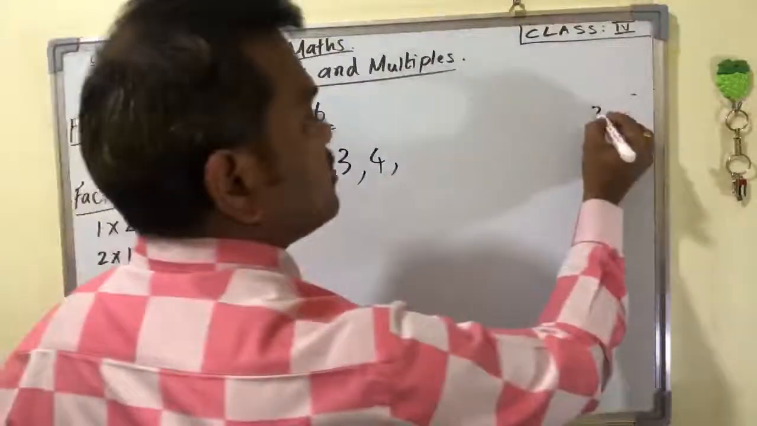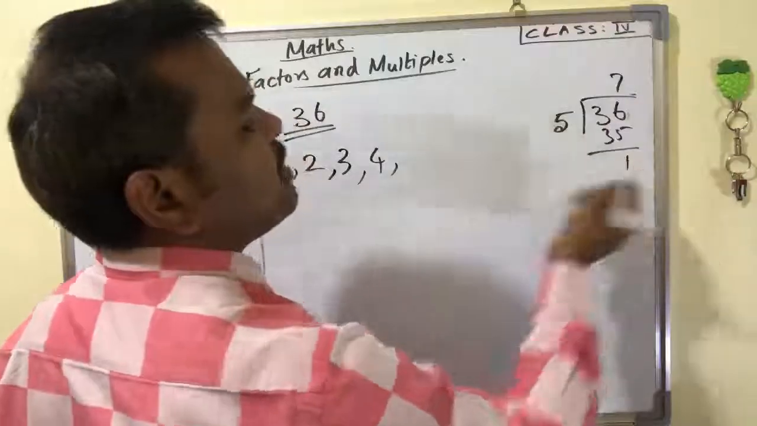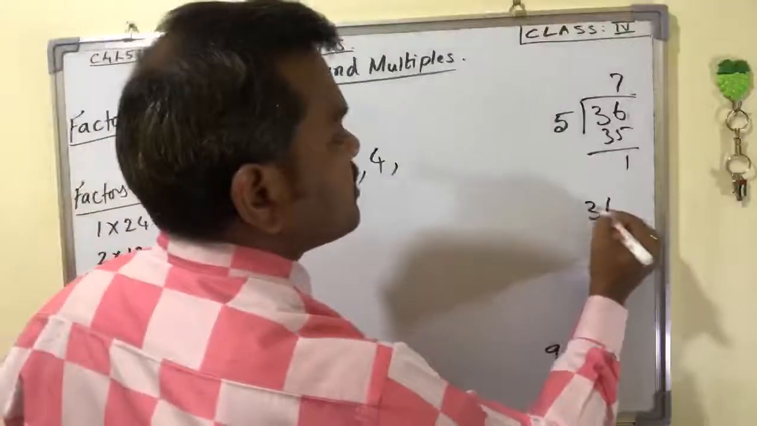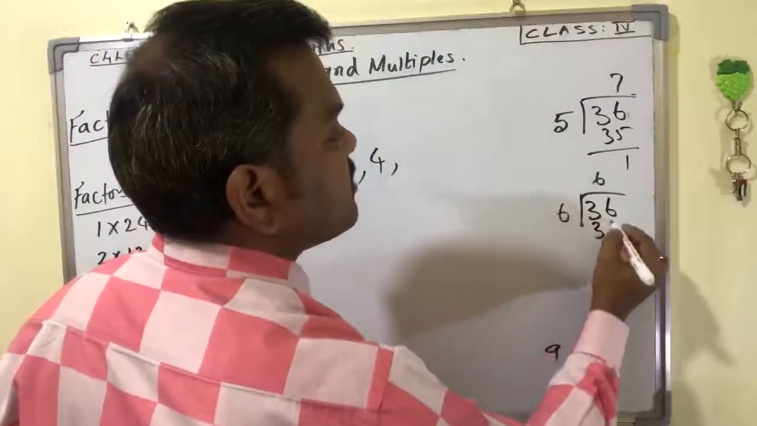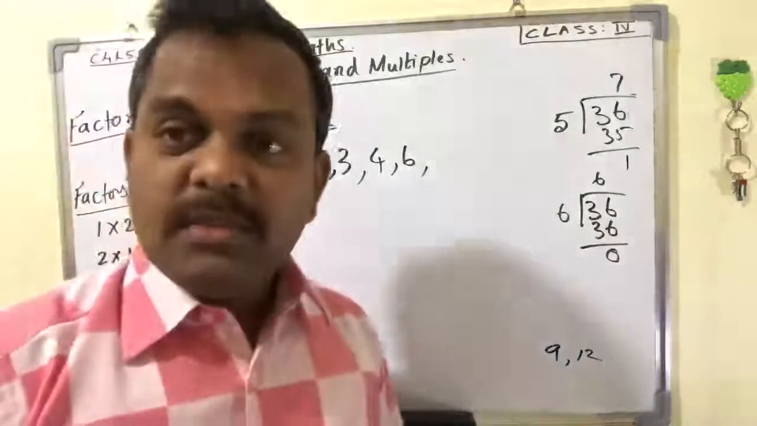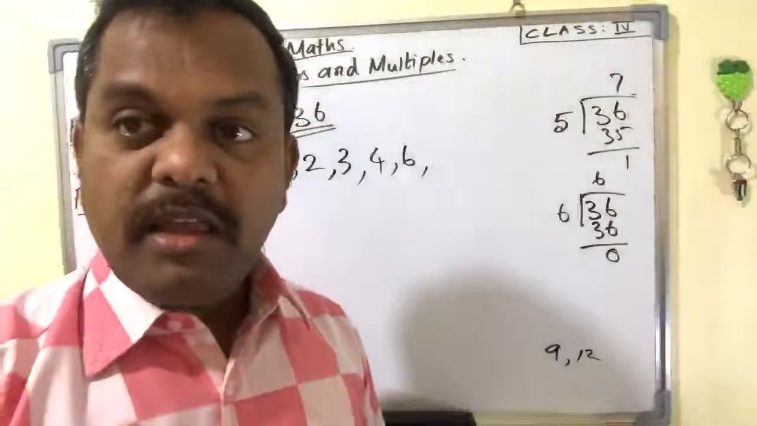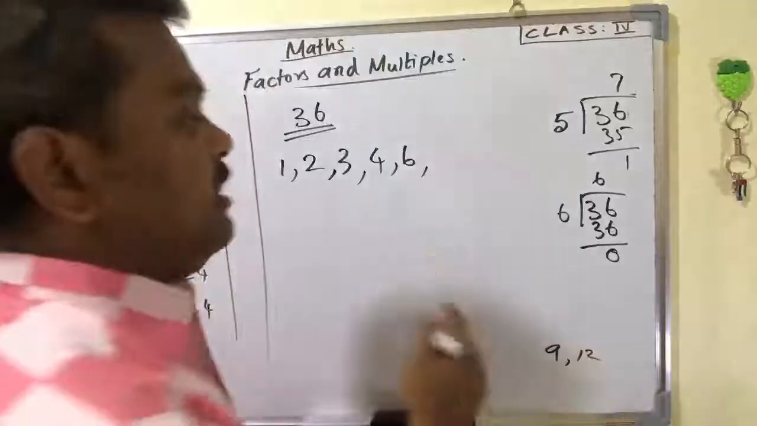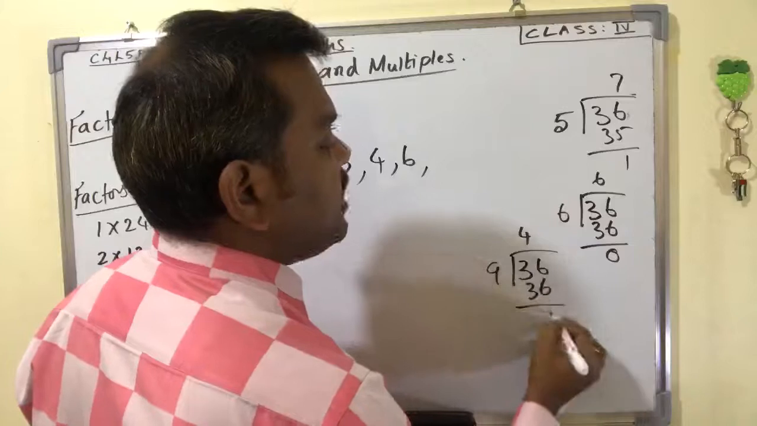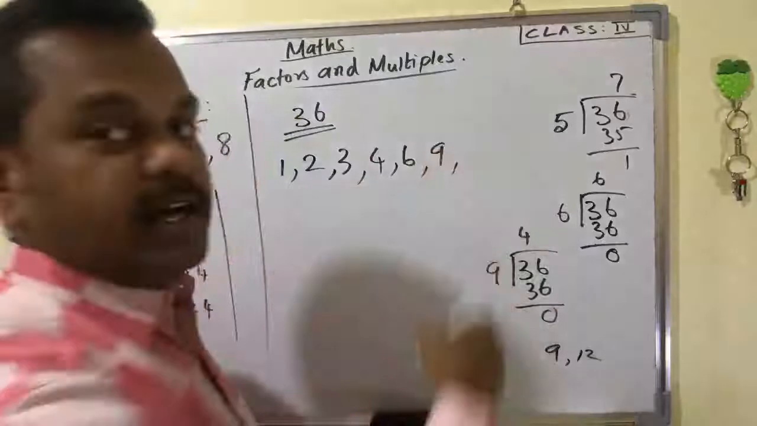Next, 5. 36 by 5. 7 5s are 35. Balance 1. 5 is not a factor. Next, check 6. 36 by 6. 6 6s are 36. Balance 0. 6 is a factor. Then 7 is not a factor because already 7 5s are 35. 8 will not come. Okay, check 9. 36 by 9. 4 9s are 36, balance 0. I told you, 9 will come. Okay, so 9 is a factor.